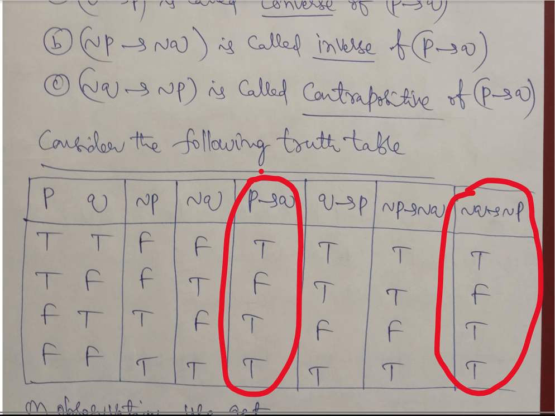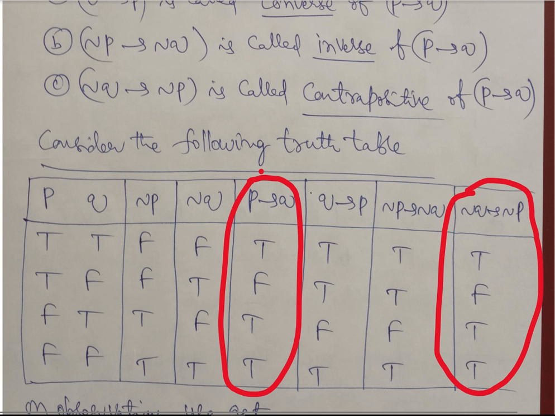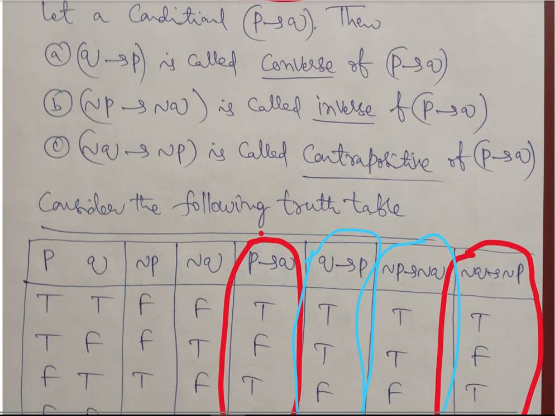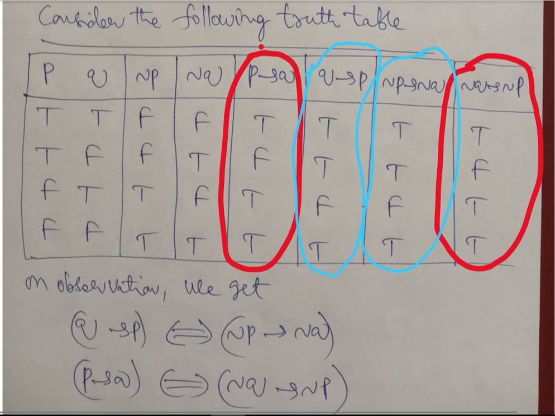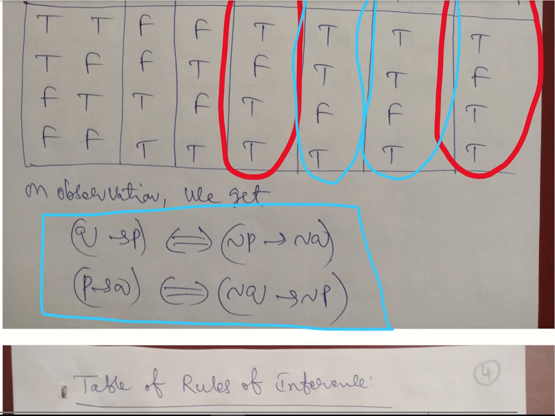Similarly, consider Q implies P and negation P implies negation Q, and the truth tables of these two are one and the same. That means if you take the converse of a given implication, its converse and inverse are also one and the same, thereby we can prove these two. That's what is being written here. So by observing the truth table, we can conclude that an implication is logically equivalent to its contrapositive, and a converse is logically equivalent to the inverse.